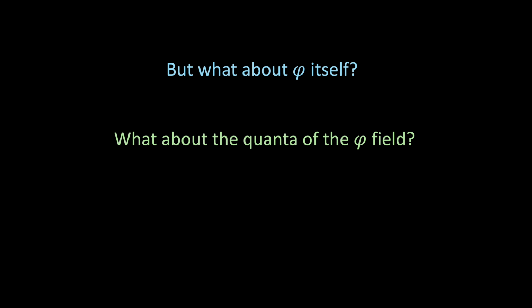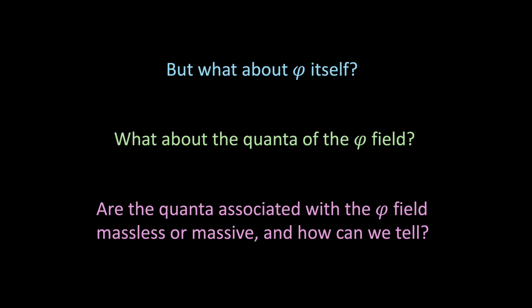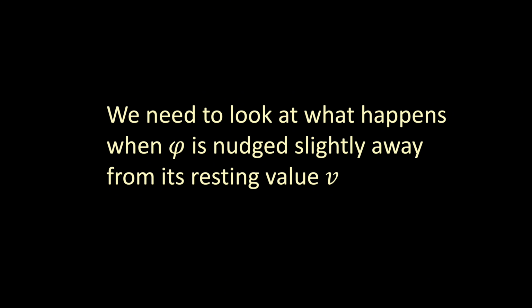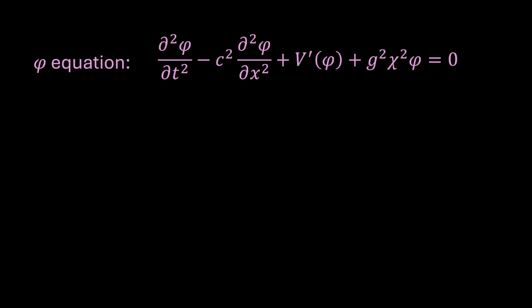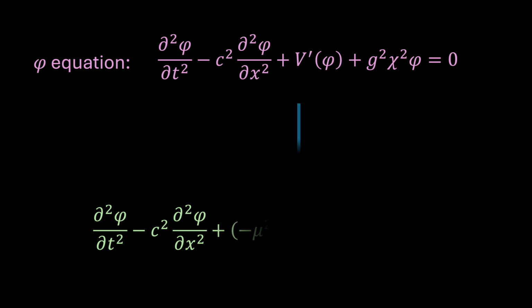Okay, but what about phi itself? We have seen that the interaction with chi gives rise to a mass term in chi, but what about the quanta of the phi field itself? Are the quanta associated with the phi field massless or massive, and how can we tell? To answer this, we need to look at what happens when phi is nudged slightly away from its resting value v. To do this, we focus on the phi equation of motion, and if we explicitly sub in the derivative of the Mexican hat potential, we end up with the following equation of motion for phi.